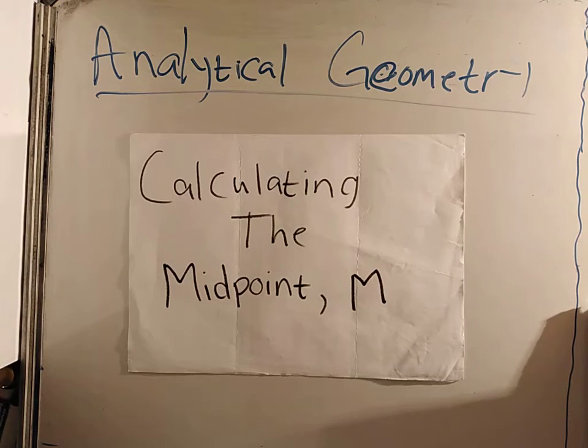Today we are going to be dealing with analytical geometry. In particular, we're going to be dealing with how we go about calculating the midpoint, which is called M. Before we get into calculating the midpoint, at the end of this session, which is very short, by the way, you must be able to calculate the midpoint when you've been asked to and you've been given points. Okay, that is the objective of today's lesson.